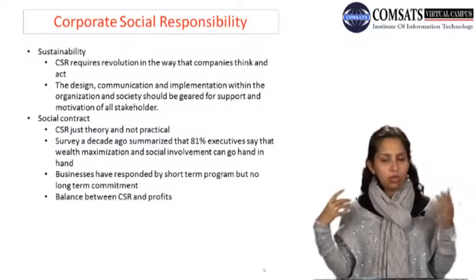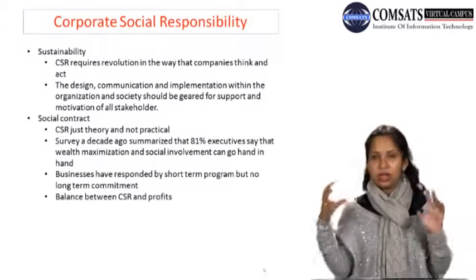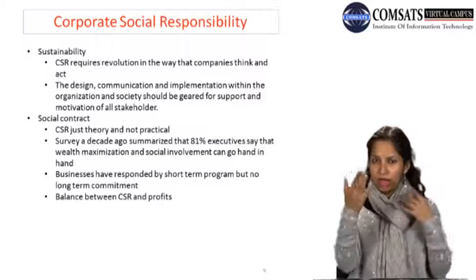Okay, the society has to buy products, take things, the society is going to be fair, the society is going to be just, and buy the products which will be good. So both the parties have certain expectations. And that is what your social contract is.